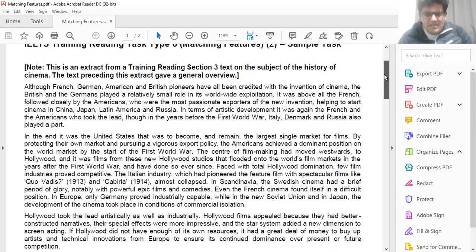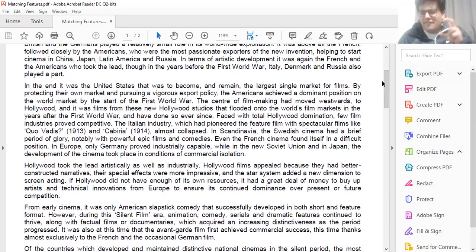Moving on to the third paragraph. By isolation, it happened on a very, very limited note and a very separate scale, something that wasn't really connected with the global sphere of things. Next up, Hollywood took the lead artistically as well as industrially.